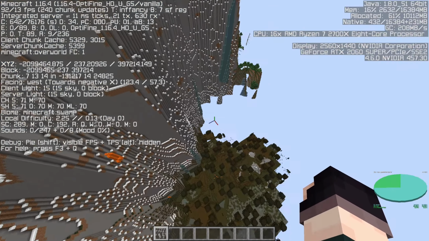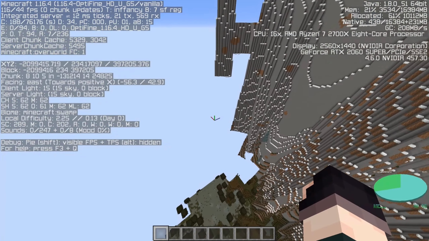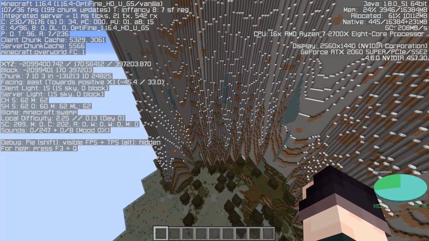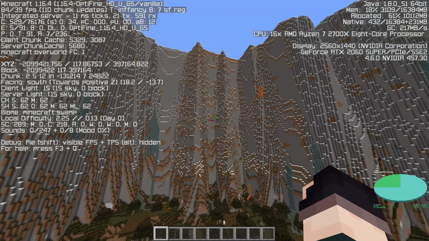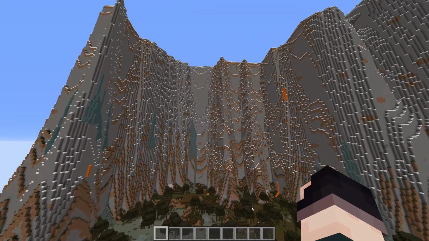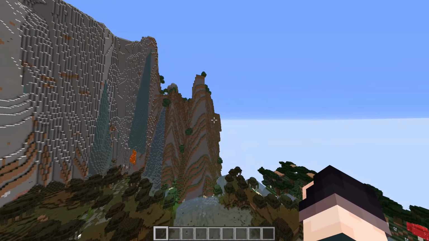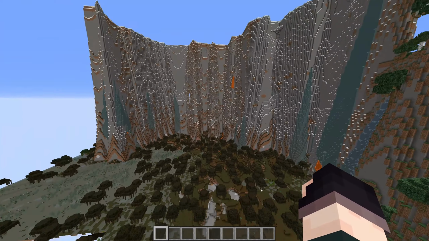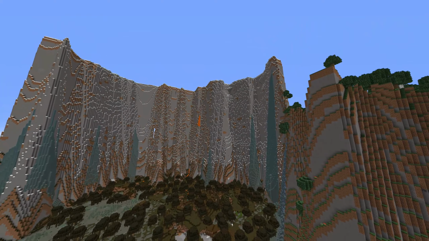And I'm really surprised that my computer can handle this. There's a lot of stuff going on here. Thank God for Optifine. It's definitely helping. But I really should try and get sodium, to be honest. Look at these mountains, dude. They are utterly huge. This is awesome. That's, again, another screenshot material right there. Gonna have to get that.